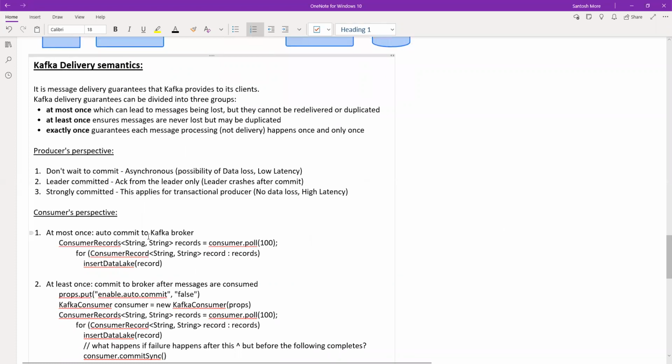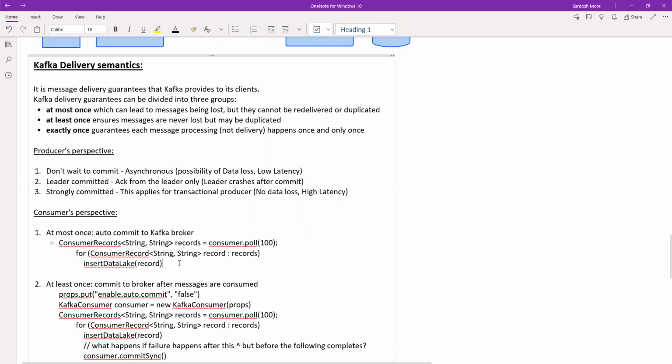One is at most once. Here, if you auto commit to the Kafka buffer, whenever you have consumed data from any of these partitions and that is auto committed, it immediately commits back to the Kafka broker, and the offset increases. Imagine this is some pseudo code: you have a consumer polling for 100 messages in the records, and then you start processing them and inserting into some data lake, each record at a time.